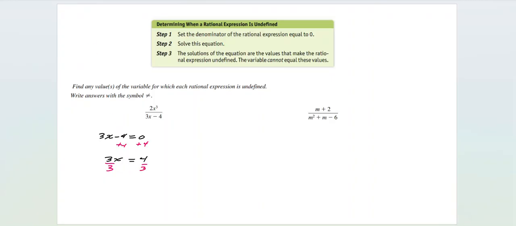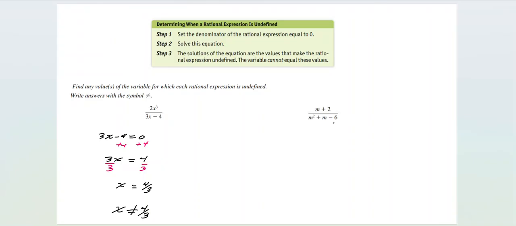And when we divide both sides by 3, now 3 over 3 will be 1. So it will be 1x, which is x, and then we get 4 over 3 here. So now we know that x cannot be equal to 4 over 3, right? Because if x is equal to 4 over 3, then in this case, the expression would be undefined. Let's do the same for the second example.